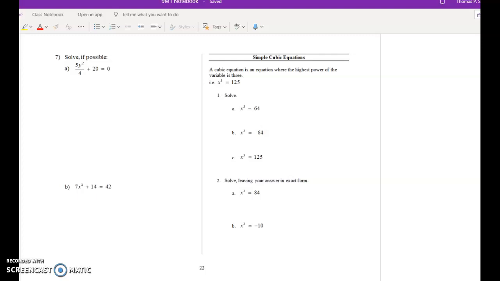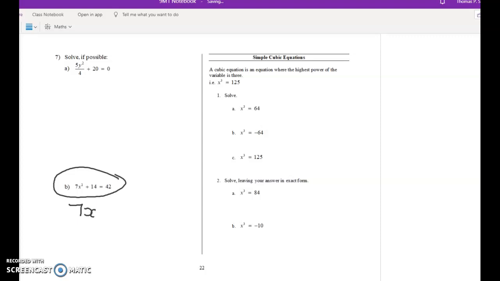Boys, today we're looking at simple cubic equations. Yesterday we looked at equations that were quadratic, or had x to the power of 2. So for example, this question here at the end of that section, where you would solve it.